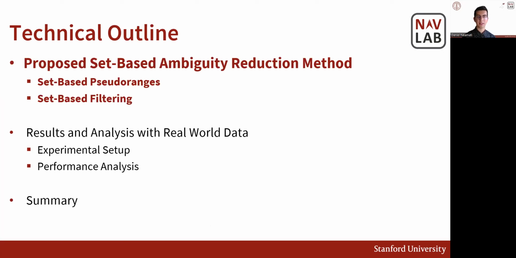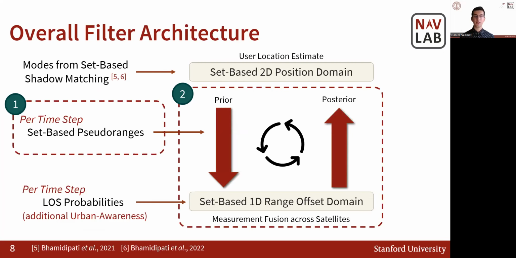So diving into the methods, this is the overall filter architecture where we start with modes from set-based shadow matching in the set-based 2D position domain. In the first part of the approach, we're going to build these set-based pseudoranges. So at each time step, we're going to take in the pseudorange measurement. We're going to form this set-based object that we're going to talk about in a moment. We're then going to pass that on to the filter. In the filter, we're going to start with a uniform uninformed prior. So this means that we have an equal probability of being in any of the modes.